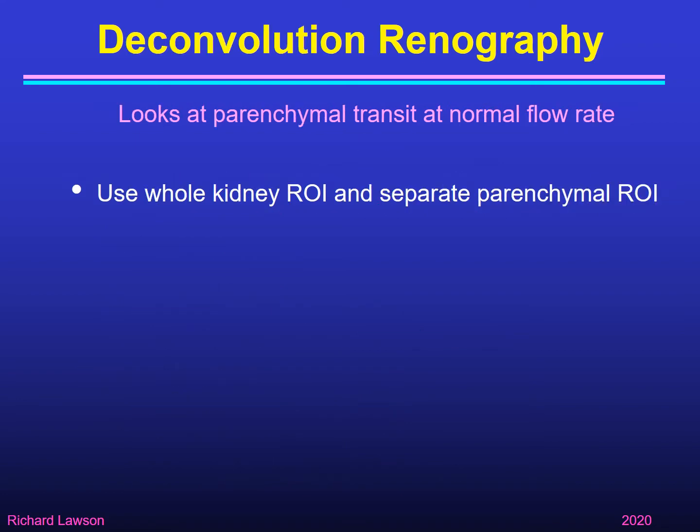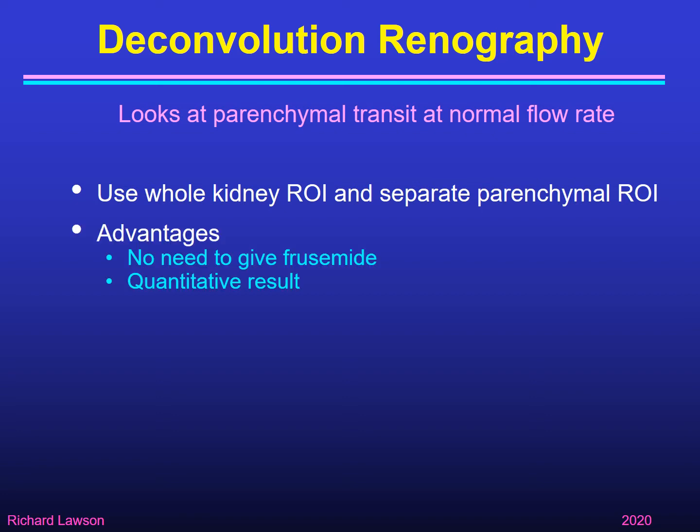Deconvolution renography, on the other hand, looks at the parenchymal transit times just at the normal flow rate, so you don't need to give furosemide. You use the whole kidney region of interest as well as a separate parenchymal region, which includes just the parenchyma and excludes all of the renal pelvis. The advantages are that you don't need to give furosemide, and it gives a quantitative result. It gives a number for the transit time.